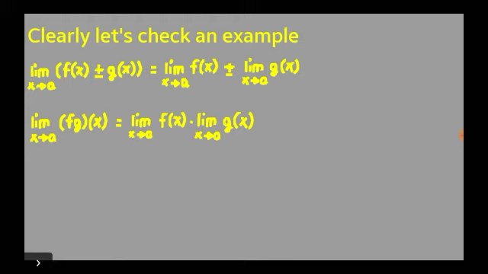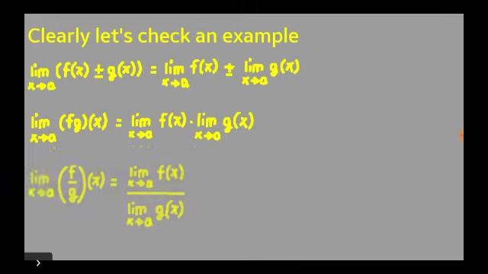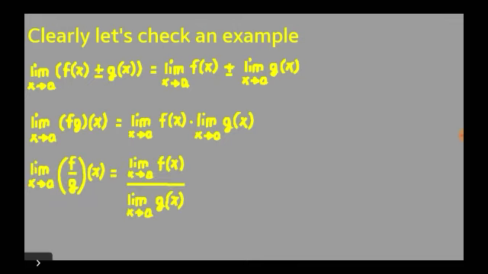The limit as x approaches a of f times g of x equals the limit as x approaches a of f of x times the limit as x approaches a of g of x. And the division: the limit as x approaches a of f over g of x equals the limit as x approaches a of f of x divided by the limit as x approaches a of g of x. So we have determined it like this by using the basic limit theorem.